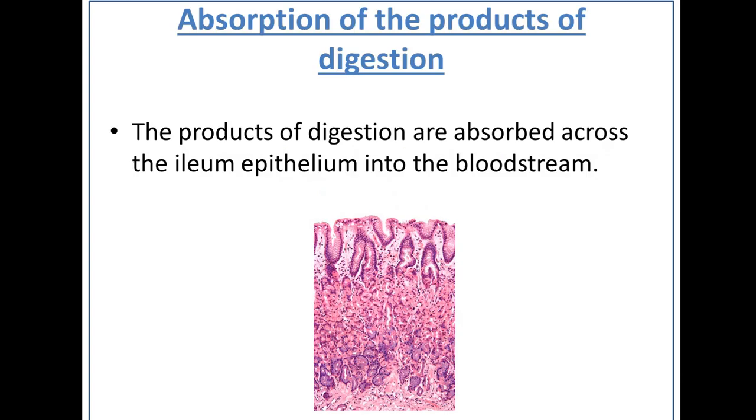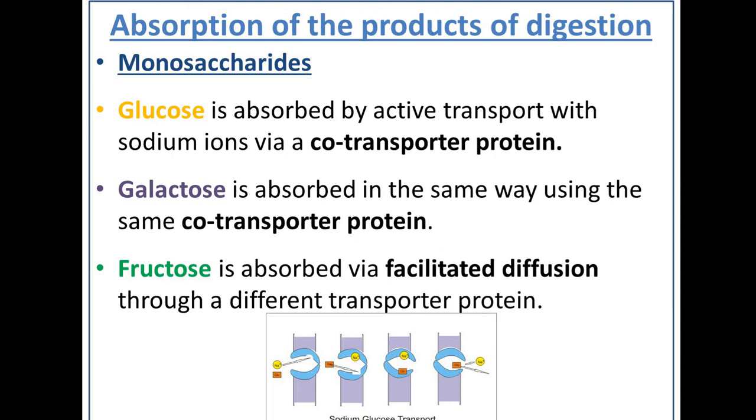So this lesson is about the absorption of the products of digestion. Here is a transverse section of the ileum. The products of digestion are absorbed across the ileum epithelium into the bloodstream. The ileum, remember, is another word for the small intestine.